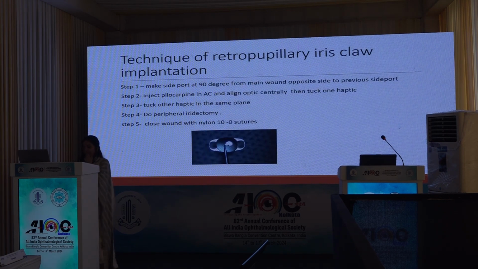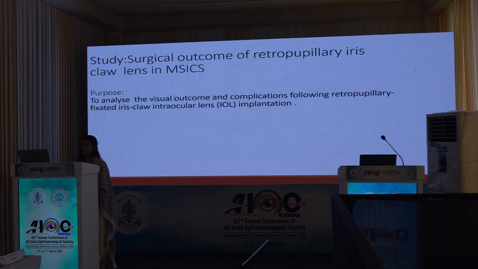So how to implant a retropupillary iris claw lens? We have to make one side port opposite to the previous side port. We have to inject pilocarpine in the anterior chamber and align the optic centrally, then tuck one haptic, then tuck the other haptic in the same plane. At the last, we should do peripheral iridectomy.